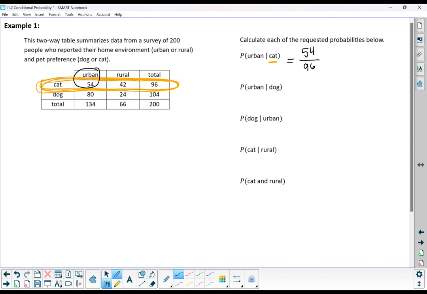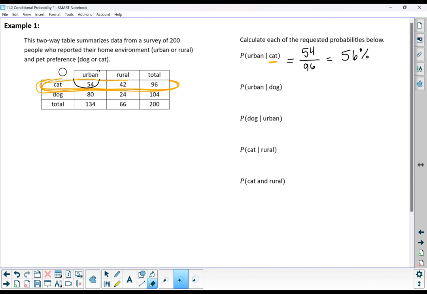For this example, I'm going to convert everything into a percentage, just to practice all of the different types. So in my calculator, if I divide 54 by 96, it gives me the decimal 0.56, which is the same as 56%. So 56% of people live in an urban environment given that they prefer cats.